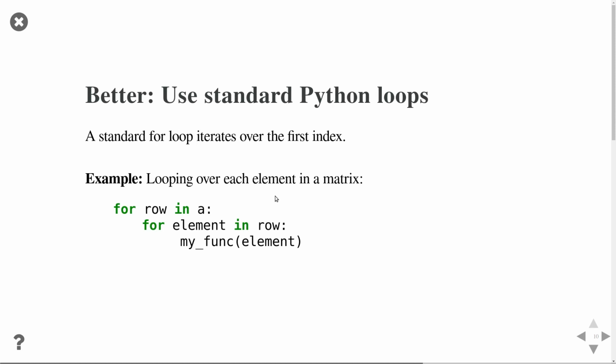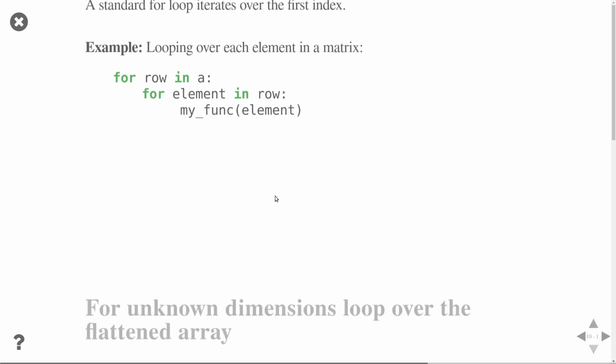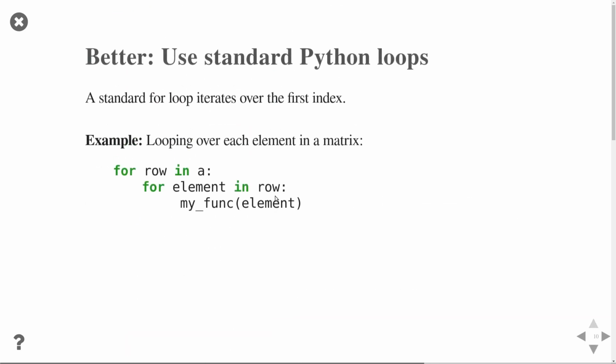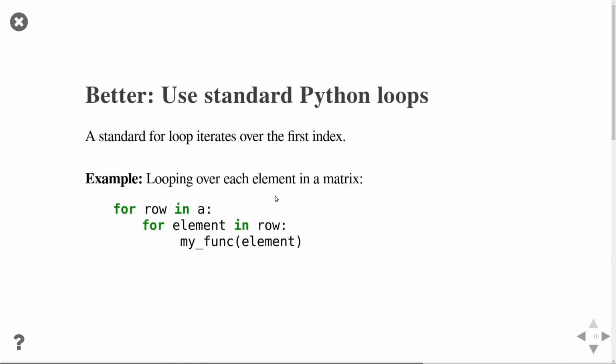So one little bit more Pythonic way of doing it is by replacing the indices by a for loop where we access the elements directly. So we can write for row in A, and then for each element in that row, we can call our function. So that's a lot more Pythonic because we can avoid all the indexing, but it still has the problem that we need to know how many dimensions we have in our tensor.